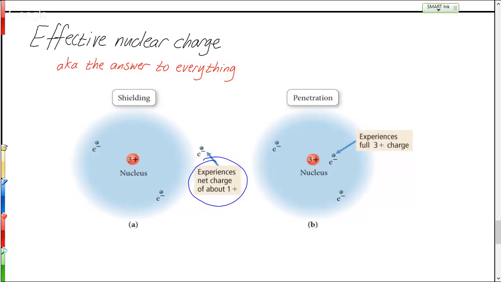Now, if instead we have an electron that penetrates deeply into the cloud toward the nucleus, that electron is now experiencing that full 3+ charge because it's really close to the nucleus and there's nothing else around it. So even if it were further away from the nucleus, the fact that there's nothing in between it and the nucleus means that it's going to experience that full 3+ charge. So that's the higher effective nuclear charge. So that's what we call the effective nuclear charge.